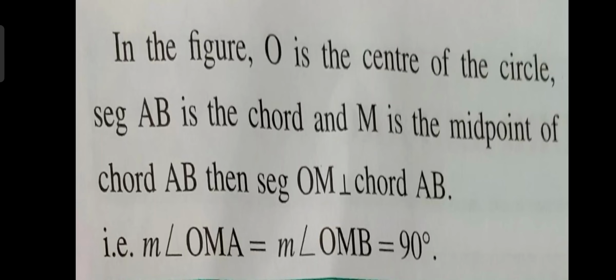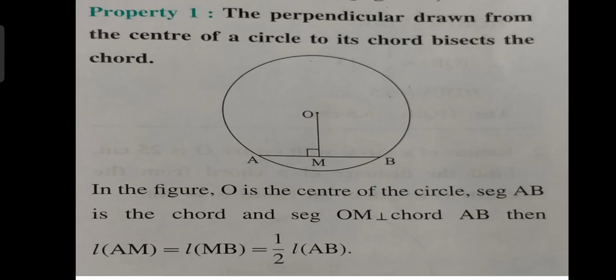In the figure, O is the center of the circle, segment AB is the chord and M is the midpoint of the chord. Then segment OM is perpendicular to chord AB. That means measure of angle OMA is equal to measure of angle OMB, that is 90 degrees. The perpendicular drawn from the center of the circle to its chord bisects the chord. This is the first property.